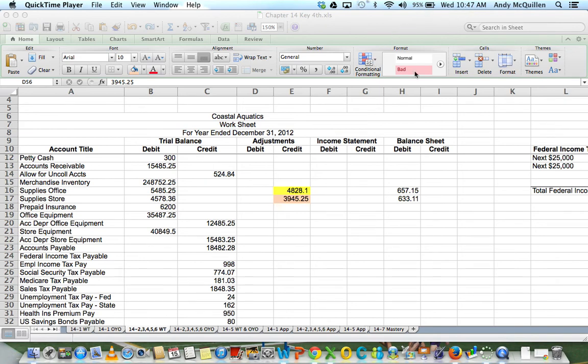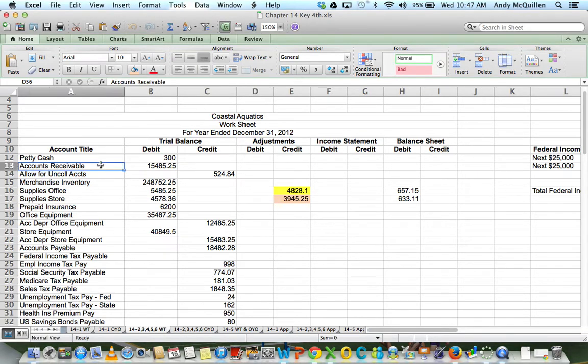Okay, 14-2, and as you can see, 14-2, 3, 4, 5, and 6 all are going to take place on this sheet. The first thing actually is very simple that we are going to do. We're dealing with a worksheet, and as you will see, there are some blanks in here that you need to fill in, which I'm going to highlight right now.